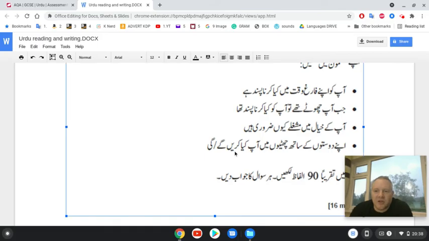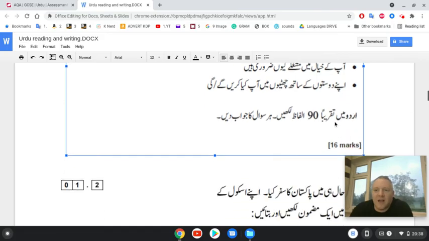So with those, you have to choose one of those topics, and with all of these, it will say give full answers. So it will say write about 90 words in Urdu. So you have to write about 90 words.